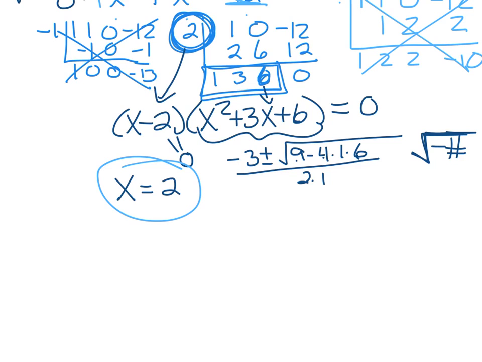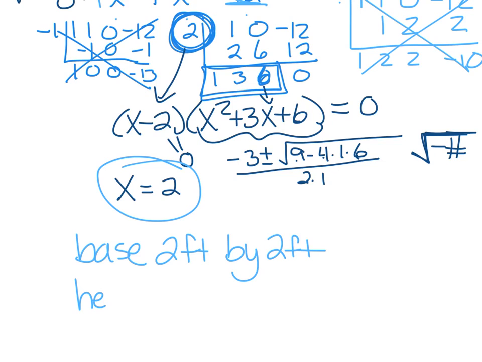And the question asked us what were the dimensions of the mold. So the mold has a base that is 2 feet by 2 feet, and it has a height of x plus 1, so 2 plus 1 is 3 feet. And we are super geniuses now, because we've got it.